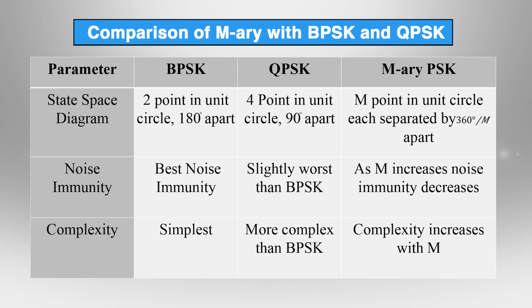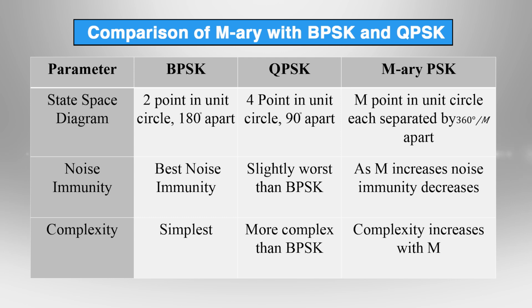Now, next parameter is constellation diagram or signal space diagram. In BPSK, there are two signal points on the unit circle which are 180 degrees apart, whereas in QPSK, 4 signal points are on the unit circle which are 90 degrees apart, and in M-array PSK there are M points on the unit circle, each separated by 360 degrees divided by M. As M increases, the points are more closely spaced, making the system more susceptible to noise and phase error.